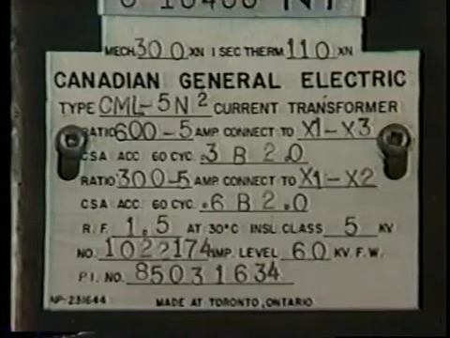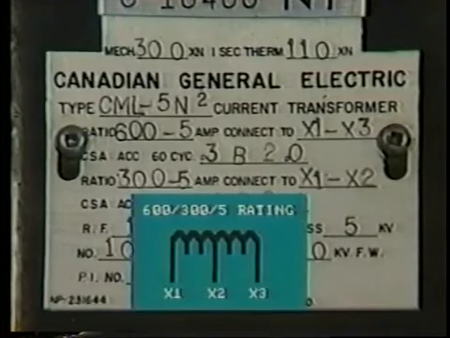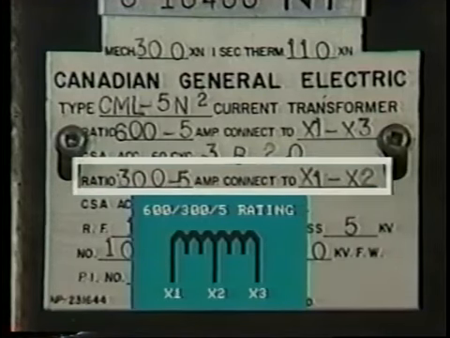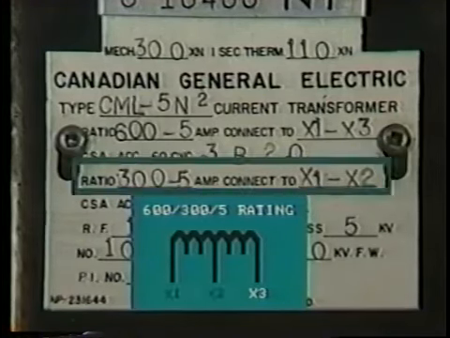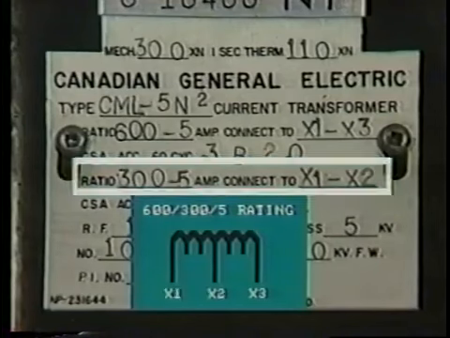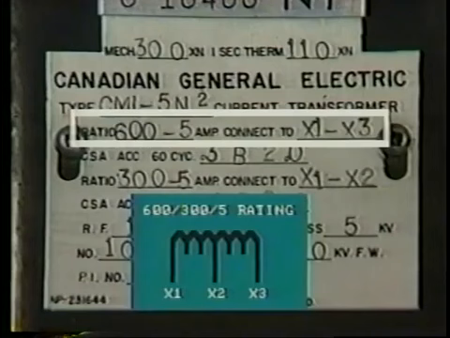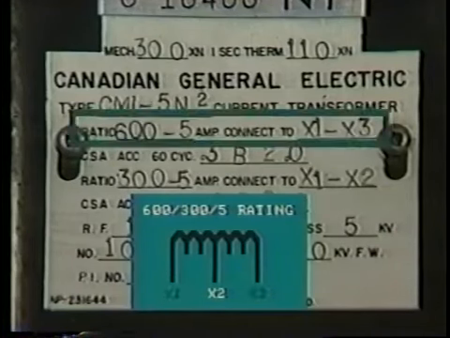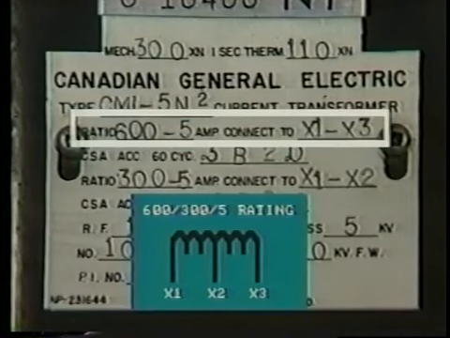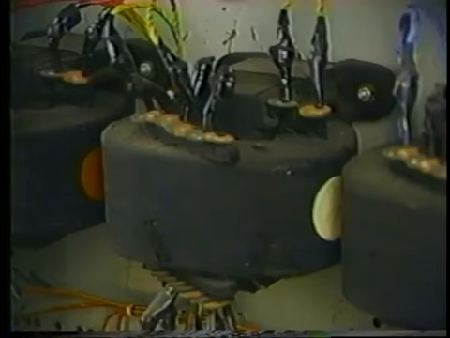But you will often see something like this, 600/300/5 rating. This rating indicates that the secondary of the CT has a center tap. The outer tap will provide twice as many turns, so the ratio will be twice as high, that is 600 amps to 5 amps. Often a large number of taps are provided so that the CT can be used for various applications.